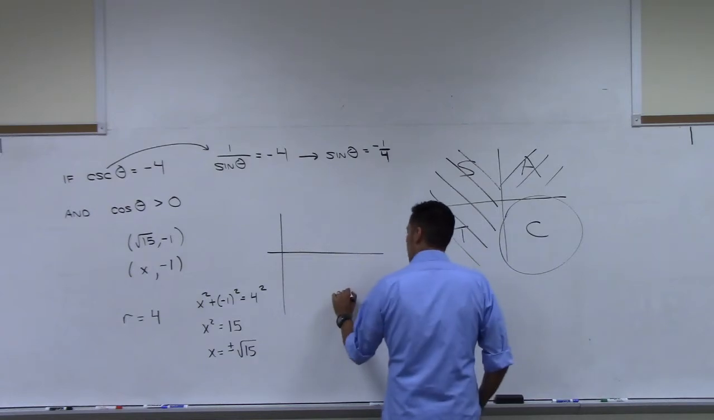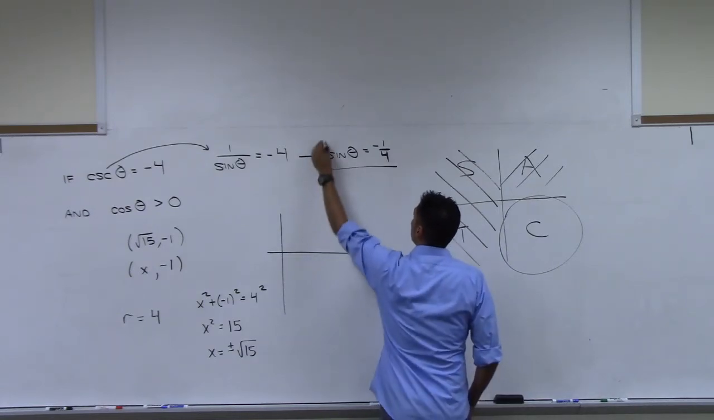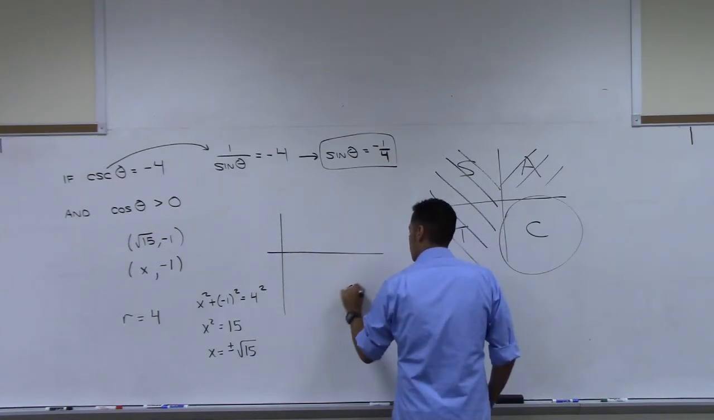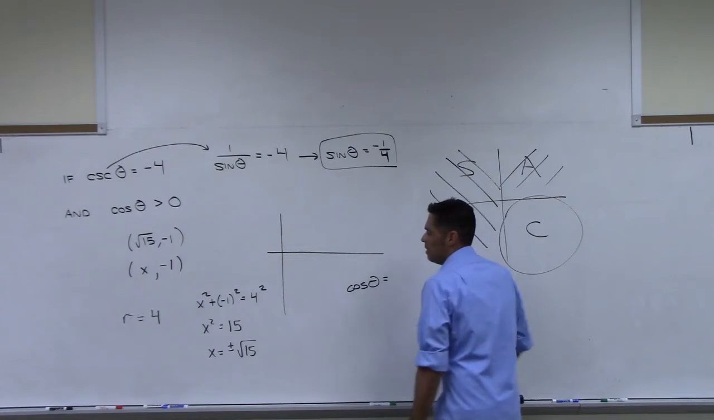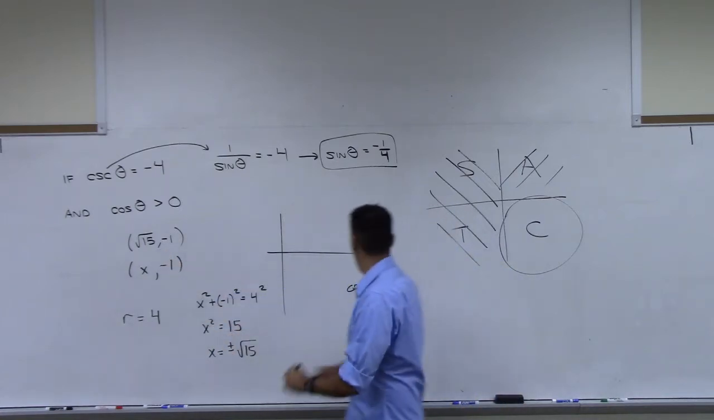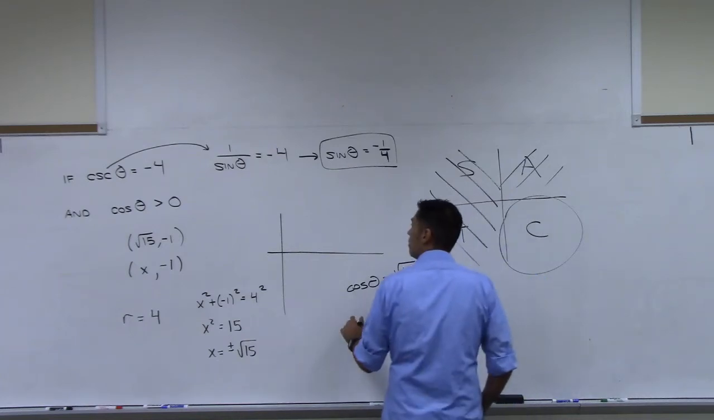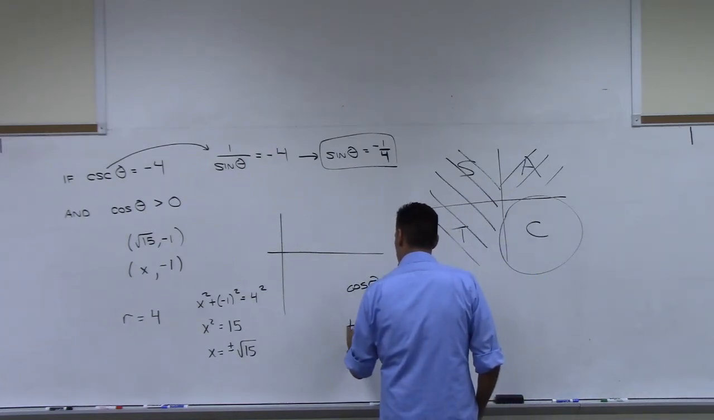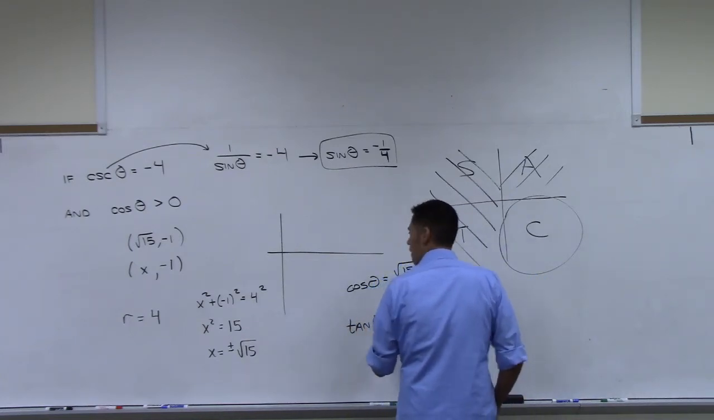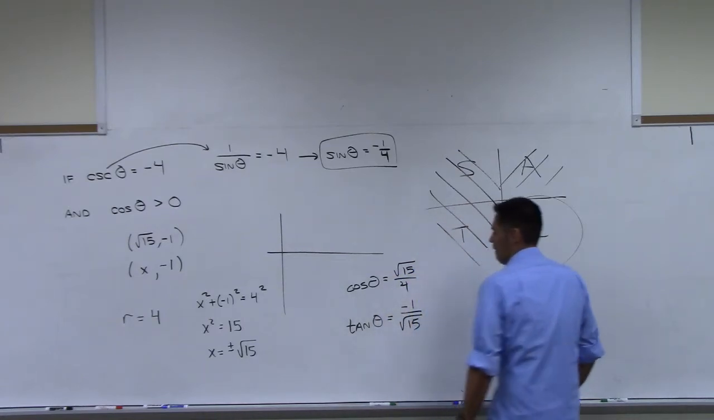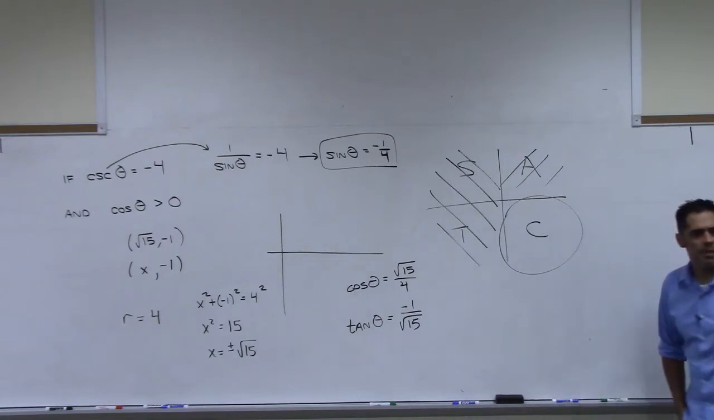So let's write them all down. Do I need to write down sine theta? I already did that, didn't I? Okay, how about cosine theta? I don't have that, do I? So cosine theta would be root 15 over 4. And then tangent theta, I never had that, did I? Tangent theta would be -1 over root 15. And then the reciprocals, we should be okay from here.